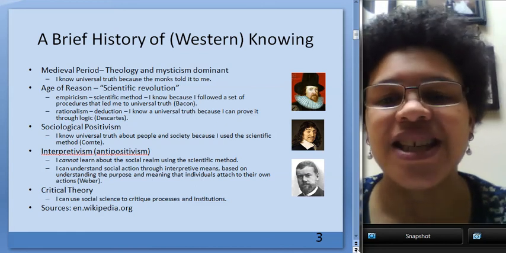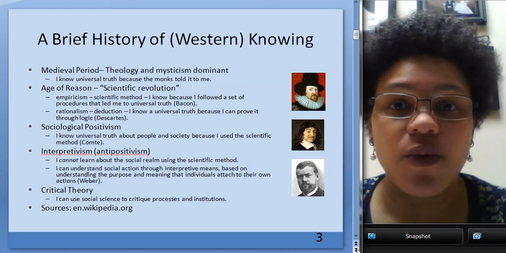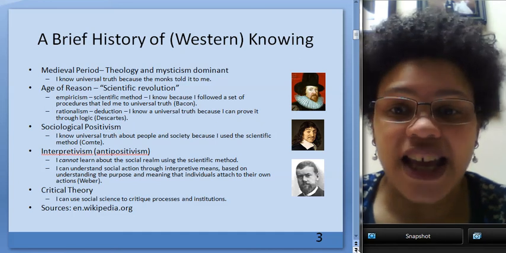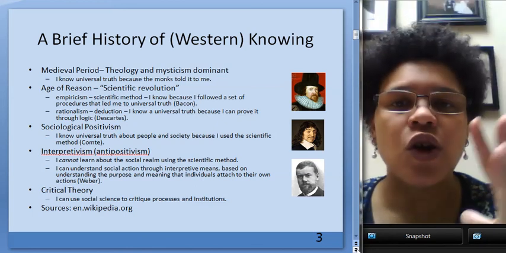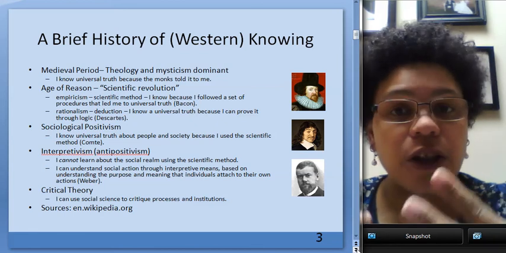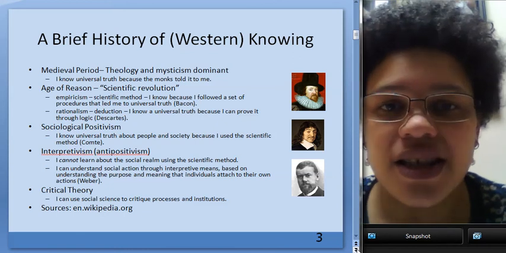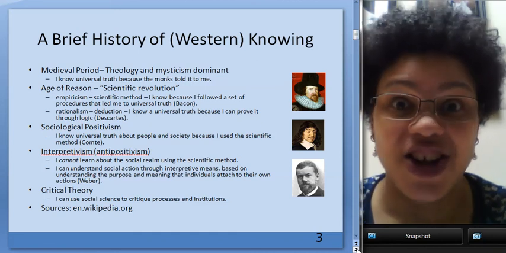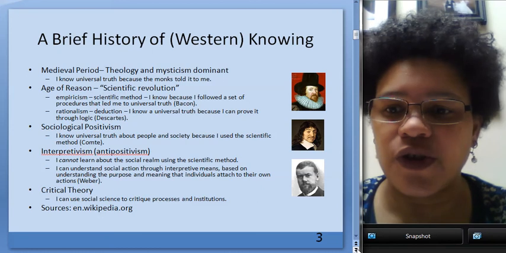And then we get the age of reason or the scientific revolution. And the scientific method, basically empiricism, the thinking, Bacon's thinking is, I know because I followed a set of procedures that led me to a universal truth. So it's no longer the monks told me, or I have this sacred text that tells me. It's I followed some procedures that led to this knowledge that is universally true. Or rationalism, deduction, Descartes, I know a universal truth because I can prove it through logic. So either we follow a set of procedures or we can logically derive a universal truth.